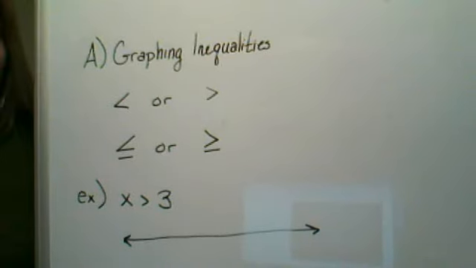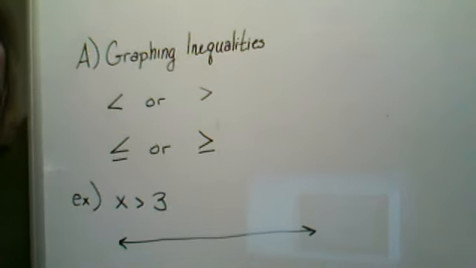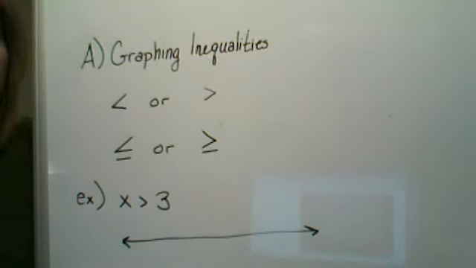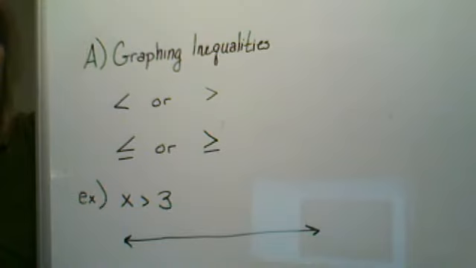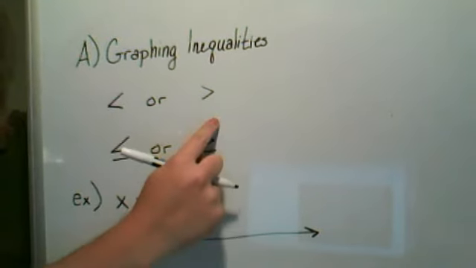Okay, so in this first section we're going to start with how to graph our inequalities. First thing we need to know in order to graph our inequalities is what the symbols are and then what we're going to be using them for. So this first symbol here represents is less than, and this one means is greater than.